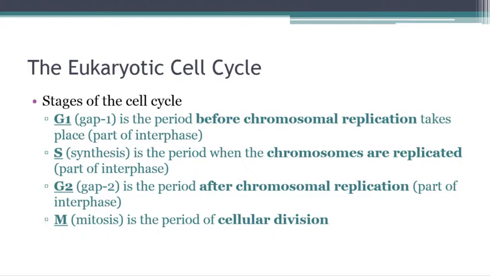Okay, when we look at these events, we can kind of divide them up into these 4 stages, right? We have the gap 1 stage, and that is before chromosomal replication. It is a part of interphase. Then we have the synthesis phase, okay? And this is where the chromosomes are being replicated, right? This is the DNA synthesis. This is also part of interphase. And then there is the gap 2 stage, and this is the period right after chromosomal replication, which is part of interphase as well. Now, in the gap phases, it seems like there's nothing going on, but there's actually a lot of stuff going on.